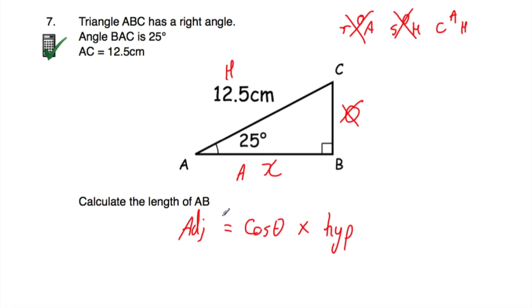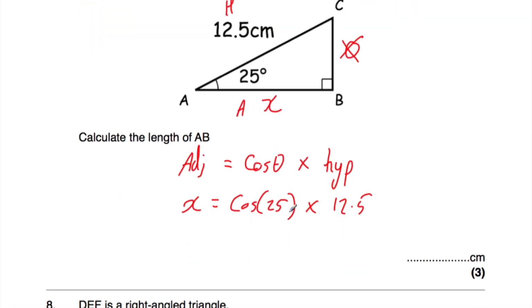So instead of the adjacent, we're going to use x. The cos of the angle, so that's going to be cos of 25. Now remember that we put that in brackets, the cos of 25, close brackets, and then multiply by the hypotenuse, which is 12.5. So if we just type into our calculator the cos of 25, close brackets, multiplied by 12.5, we'll find the length of AB, which is x.